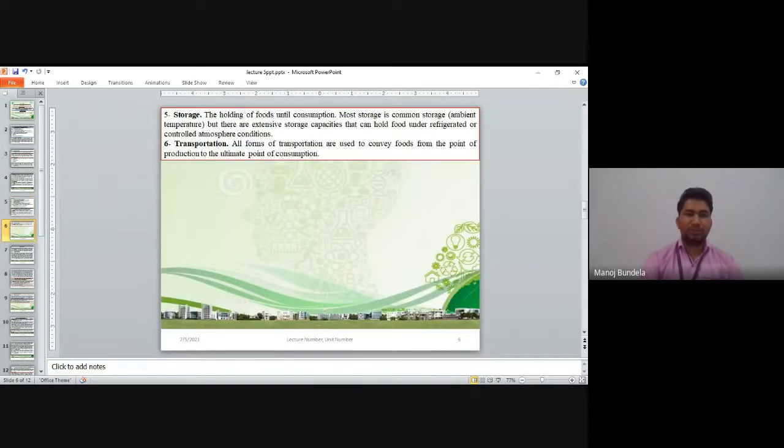Next is storage. So the holding of foods until consumption, means until it reaches the consumer. Till then we have to keep the foods in a storage house.